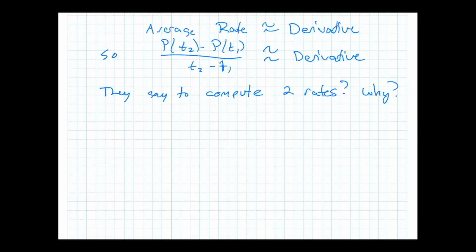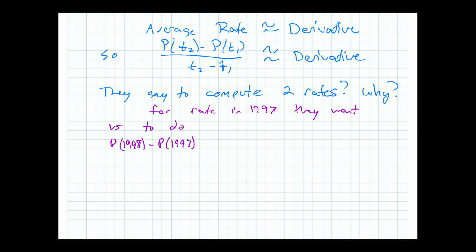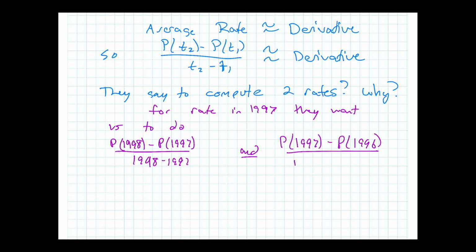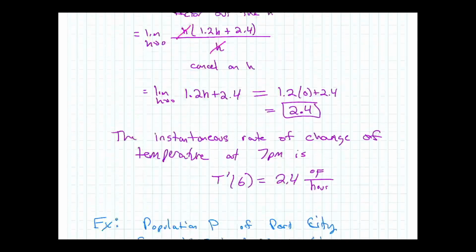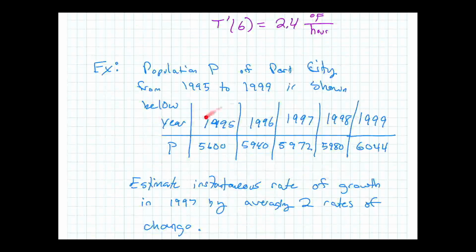That's what they're saying. So what they want is this. For rate 97, they want us to do both: the population in 1998 minus population in 1997 over 1998 minus 1997, and 1997 minus 1996 over 1997 minus 1996. Because you don't know which one's better, you do both, and then we're just going to average the results and hope that works out. This is the closest we can get to a derivative because all we have are a couple of numbers in a table. So we can't actually do what we did up here. There's no limit kind of stuff here because I don't know a function. I just have a table of a few numbers. So that's what we have to work with.